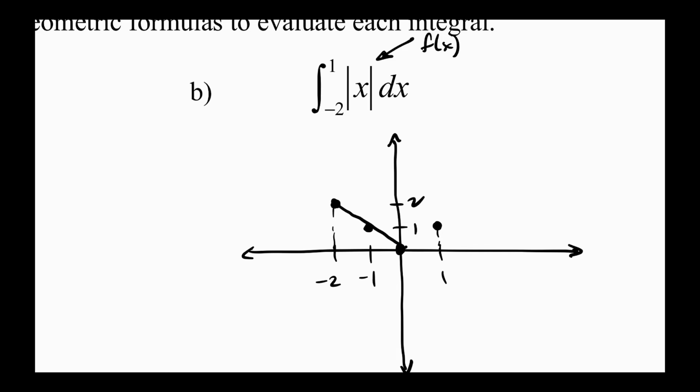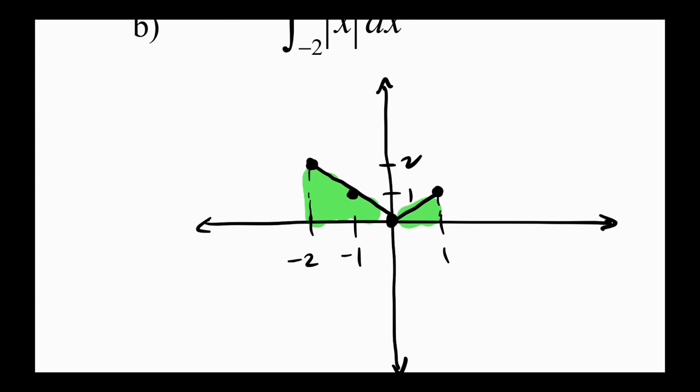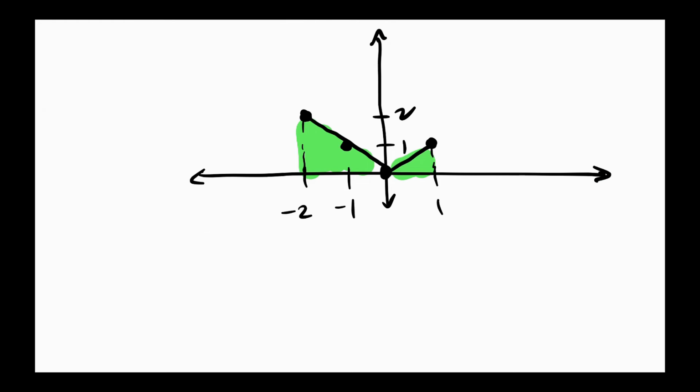Well, this one looks familiar and this one looks familiar, right? They're two triangles. So I need to find the area of this triangle plus the area of that triangle. Add them together. So the first triangle has a base of 2 and the height is 2 as well. So 2 times 2 divided by 2, we get 2. The area of this guy is positive 2.